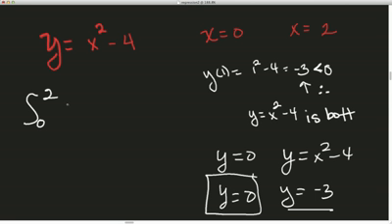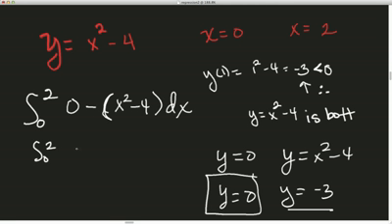So then you would write 0 minus, now don't forget this parenthesis. A lot of people forget this parenthesis because it's minus the whole function. So then you get from 0 to 2, distribute that negative sign through, and then when you integrate, what do you get?